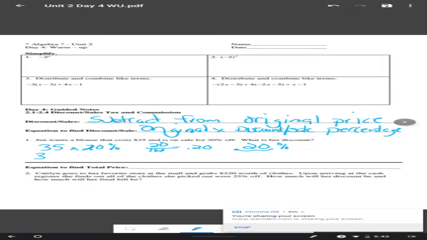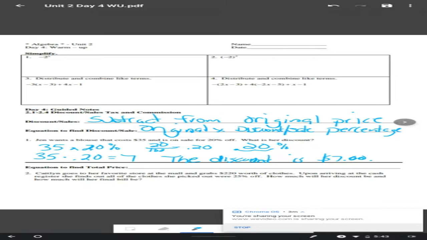So in my calculator, I'm going to do 35 times, I'm going to use a dot for multiplication so you don't think it's an X, times 0.20. So in your graphing calculator, hopefully you have one, you do 35 times 0.2, you press enter, and that should give you 7. So my discount should be $7. We always write a sentence if we're given a word problem to begin. So if we're given words to begin, you always write your answer in words. So the discount is $7.